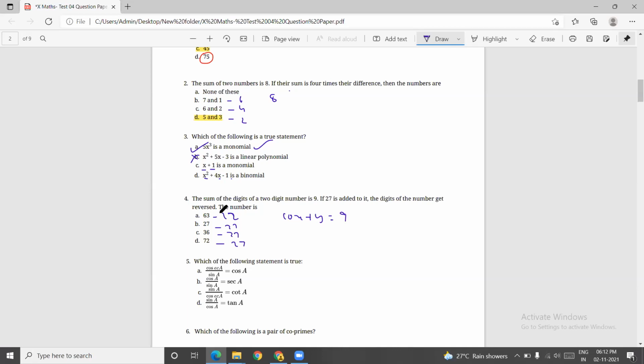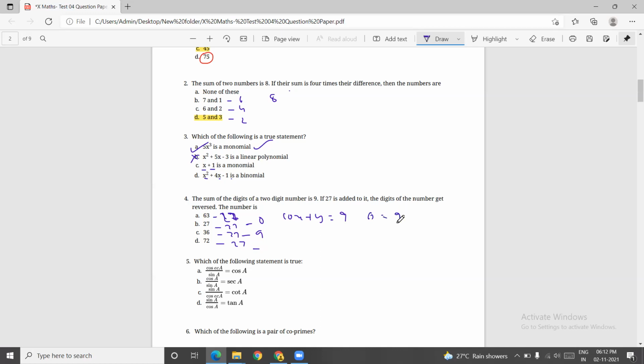If I am doing like this, which option is the right option? 63 minus 27, how much? Calculate 63 minus 27. 36 minus 27 will become 9. 72 minus 27 will be... The sum of the 2 digits is 9. Then the number is 63.